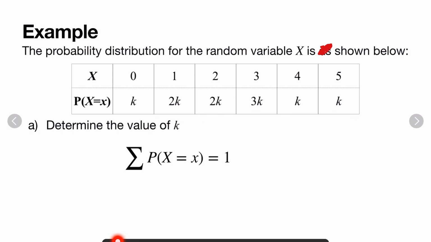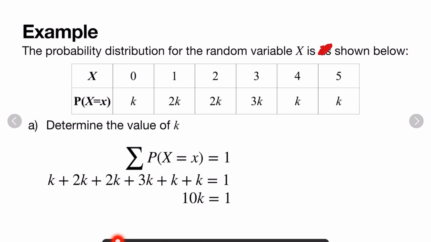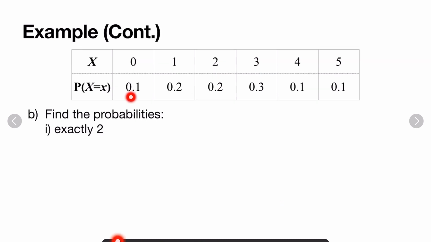Okay, follow yang ni. Okay, so tambah je lah. Tambahkan. Tambah semua tu mesti sama dengan 1. Okay, so nanti kamu akan dapat 10k sama dengan 1, k sama dengan 0.1. Kamu nak tulis 1 per 10 pun boleh. Okay, we change the k into the probabilities. Okay, tukarkan k kepada probability. It's easier for us to see, to find the answers.